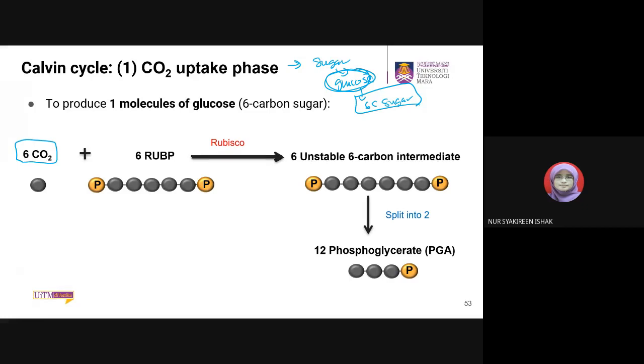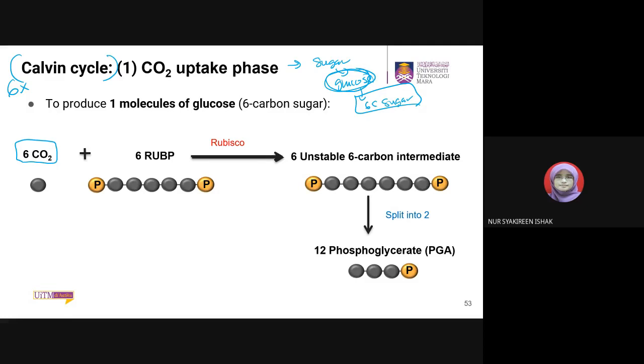Kalau awak baca buku Campbell, Calvin cycle dia sebenarnya kalau untuk menghasilkan glukos, dia akan berlaku 6 kali. 6 cycle that occurs simultaneously. Dia berlaku serentak memfixkan carbon dioxide tu, 6 molecule of carbon dioxide. Okay, itu je konsep dia. Tapi nak senang, awak just faham, okay, Calvin cycle to produce 1 glucose requires 6 carbon from 6 molecule of carbon dioxide.